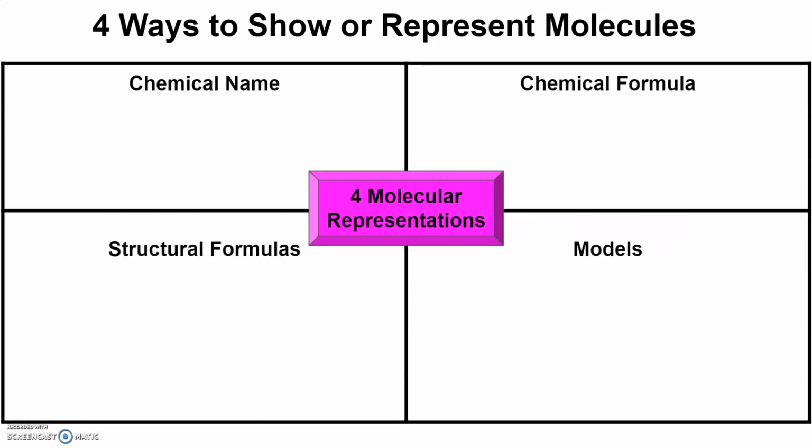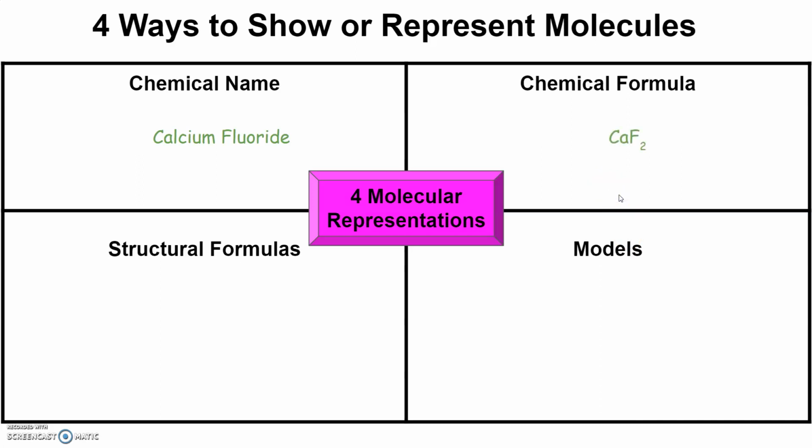So, in Week 2 of Unit 4, we're going to learn about how molecules are represented. And there are 4 ways to represent or show or depict molecules. And these 4 ways are listed here. So let's begin with the chemical name. Something like calcium fluoride is a chemical name. It names the chemical, and if you know the naming rules, you can determine what the chemical is.